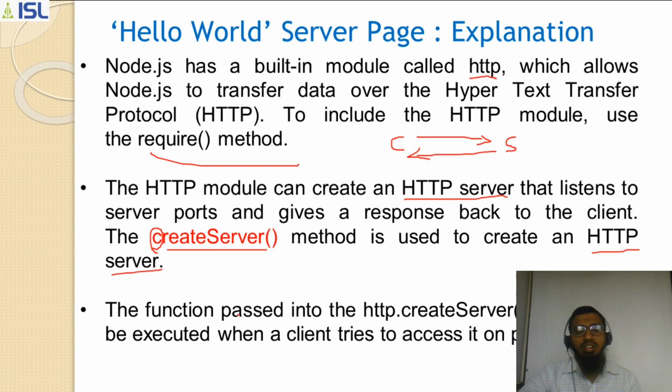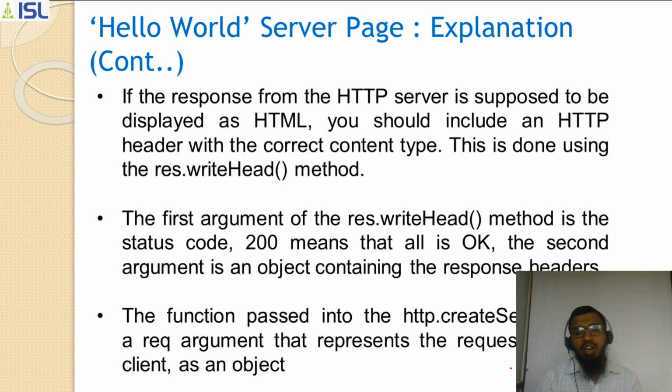Okay, the function passed into the http.createServer method will be executed when a client tries to access it on port 8080. So port 8080 is very important, because based on the port selected for this server, it is to be accessed. Okay, next, the continuation.